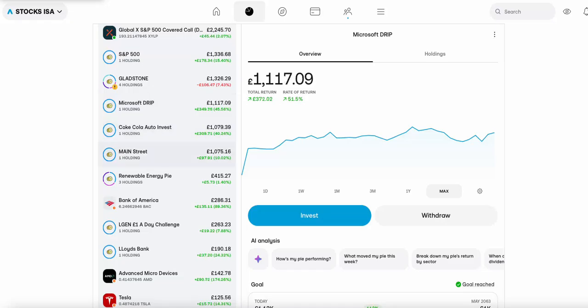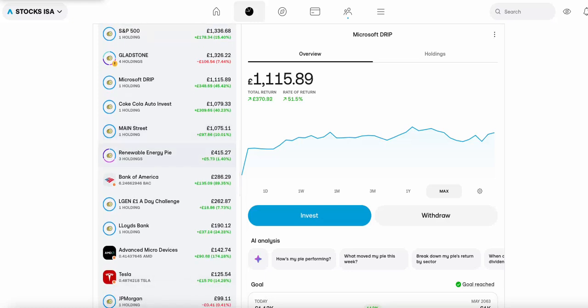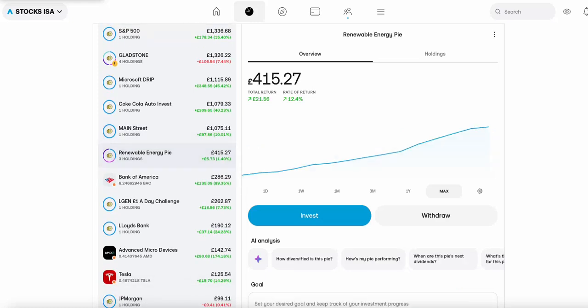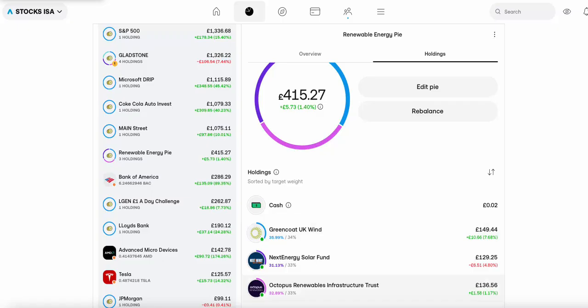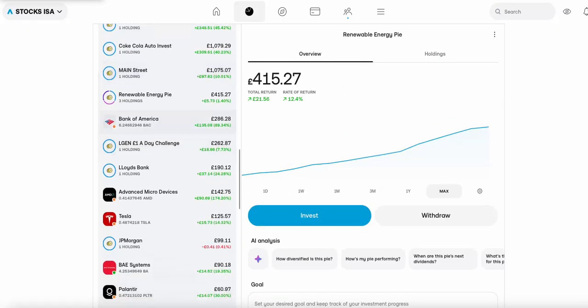Main Street, I've turned off auto invest on this one. We're currently up £97, just over 10%. With this one, I was investing £1 every day, and I think I'd done it for about 3 years, maybe. There'll be a video coming on that, a full breakdown on that stock. Renewable energy, this is a pie. As you see, we're currently up £5. It's 3 UK renewable energy stocks, because obviously that's the way the world is looking at going.